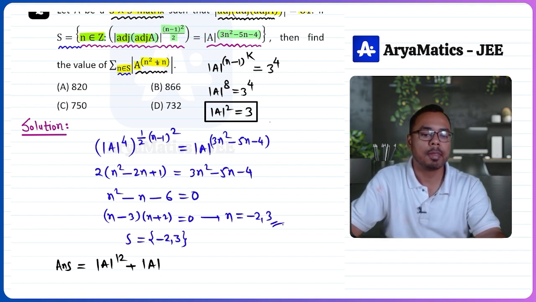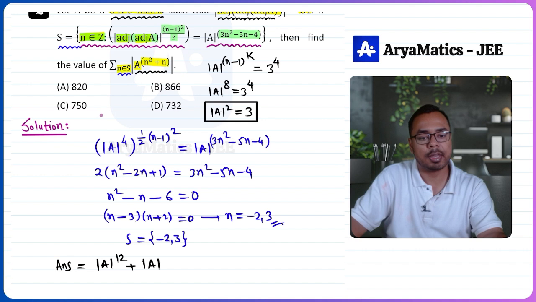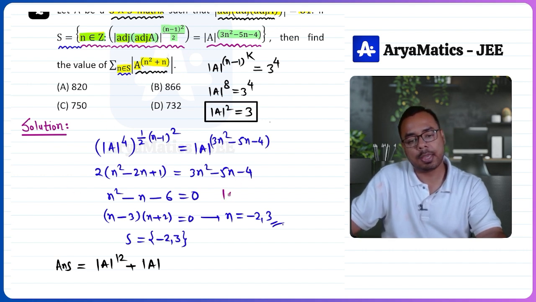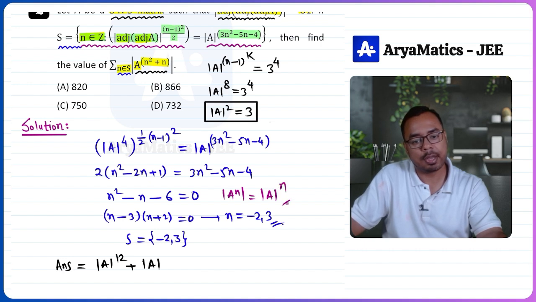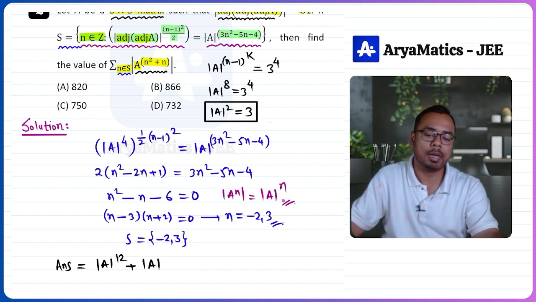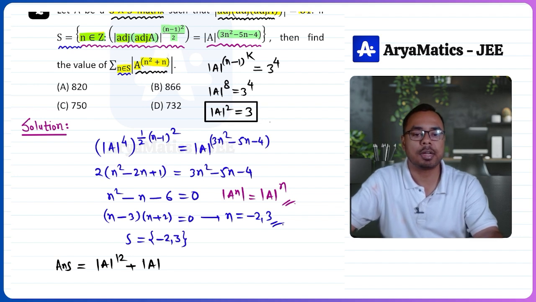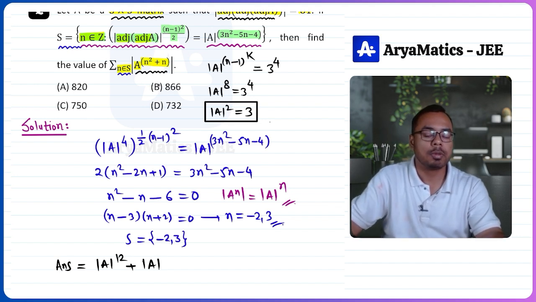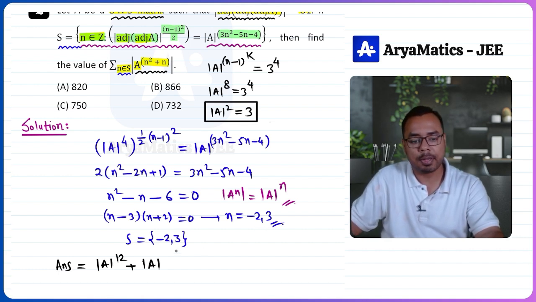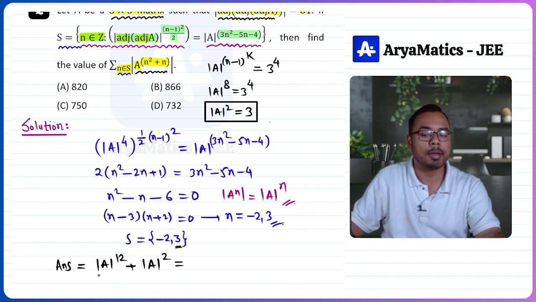determinant of A. Remember here we have this property that if I have determinant of A raised to n, we can take that exponent outside the sign of determinant, and write it in this form: determinant of A raised to n. So determinant of A raised to 12, this is when we take n as 3, and if I take n as minus 2, then we get minus 2 square, 4, 4 minus 2, that will be 2. So this will become determinant of A square, which is 3.